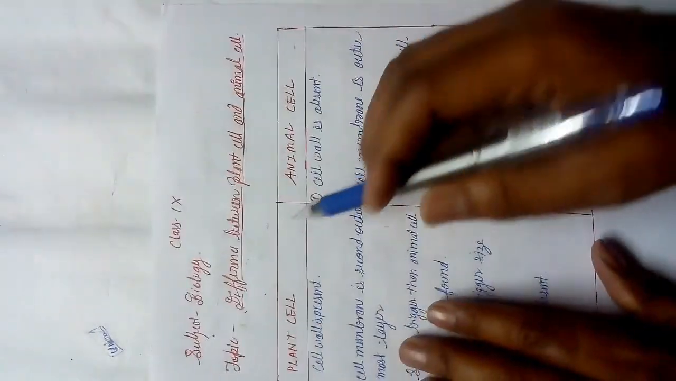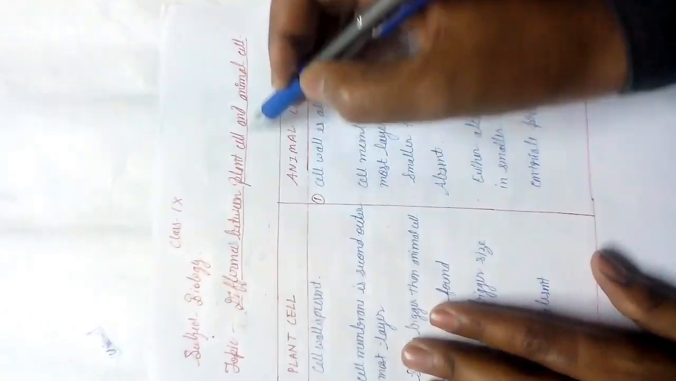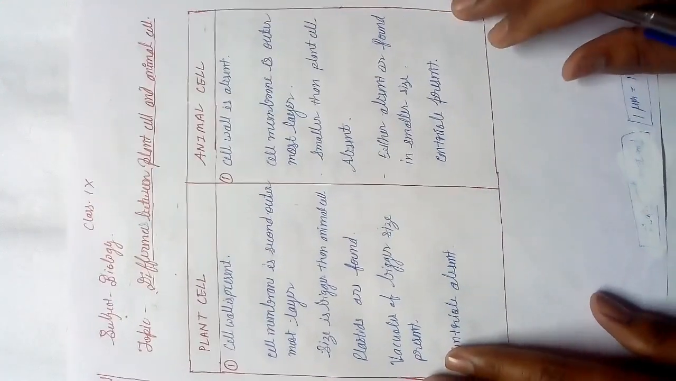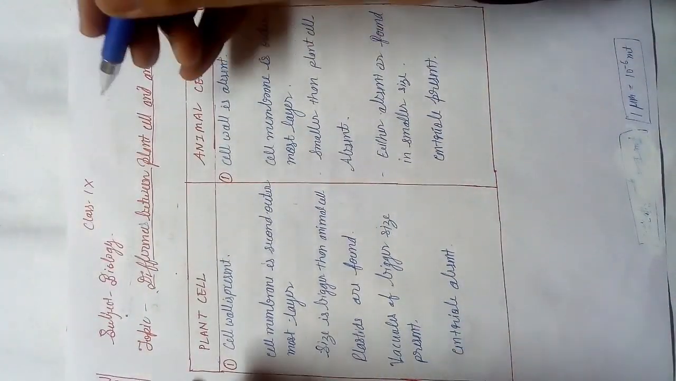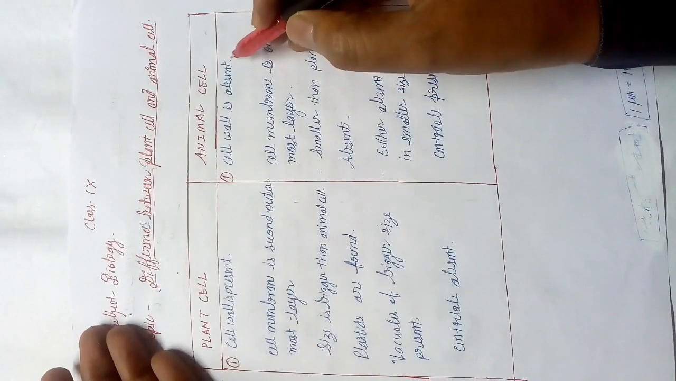Okay, next topic is the differences between plant cell and animal cell. So students, this is also very important. First difference: cell wall is present in plant cells, cell wall is absent in animal cells.